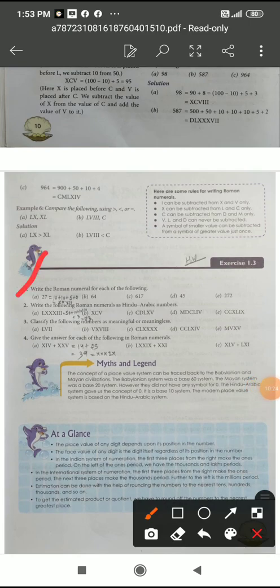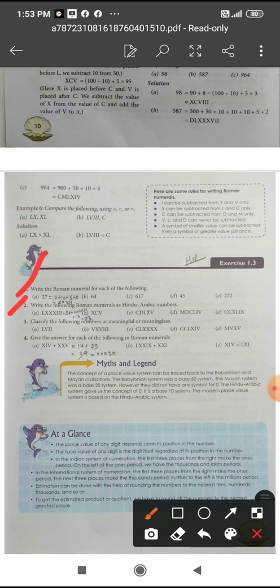Number one. Write the Roman numerals for each of the following. Already I had done the first one. A bit 27. 27 means 20 is 10 plus 10. Then 7 means 5 plus 2. So 10 plus 10 means double X. 5 means V. 2 means double I. Clear? Like this you do the other bits.